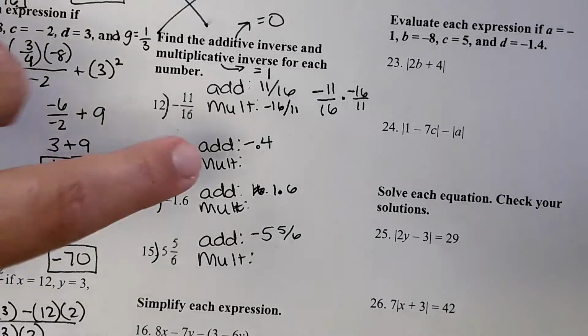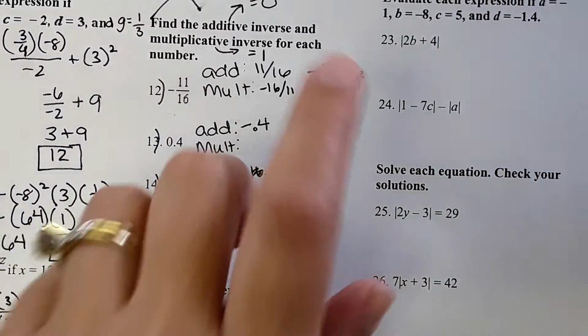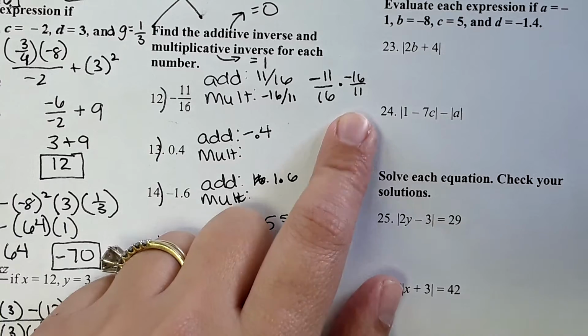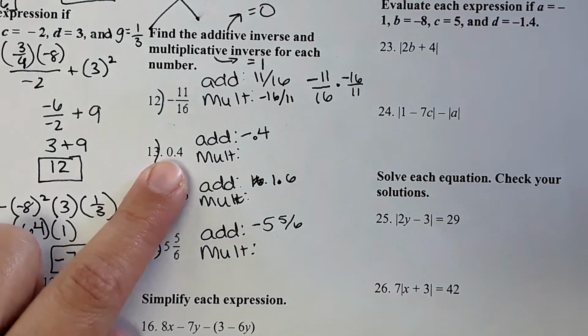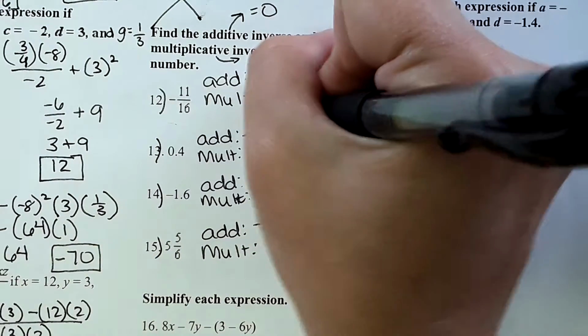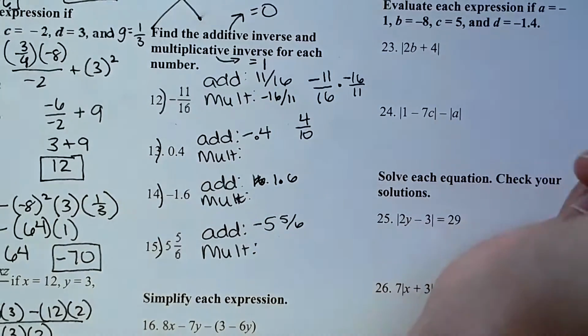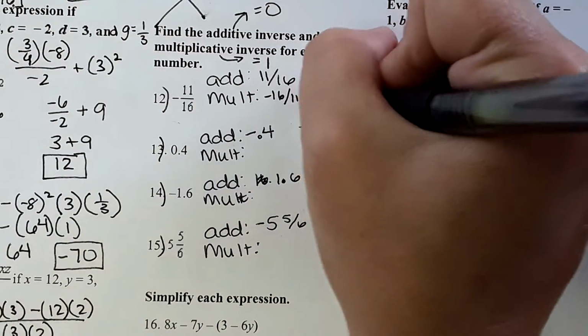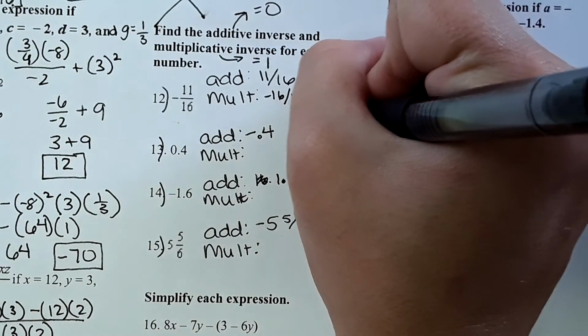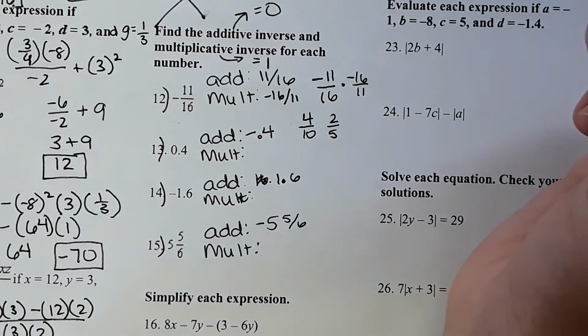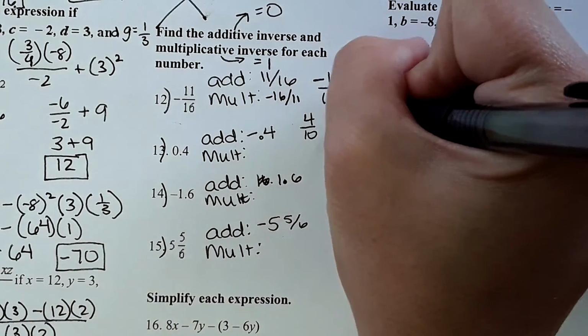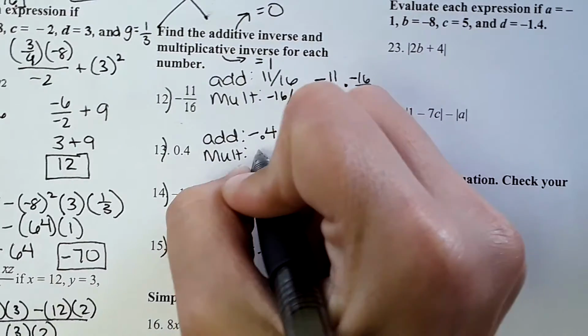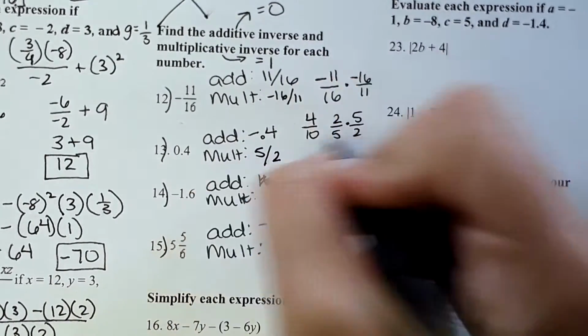Then for the next one, we're given a decimal. In order to do this, where we just flip the fraction, we need to have this as a fraction. So 4/10 as a fraction would be 4/10. Simplified, it would be 2/5. Then you can multiply by 5/2 to get 1. So our multiplicative inverse is 5/2.